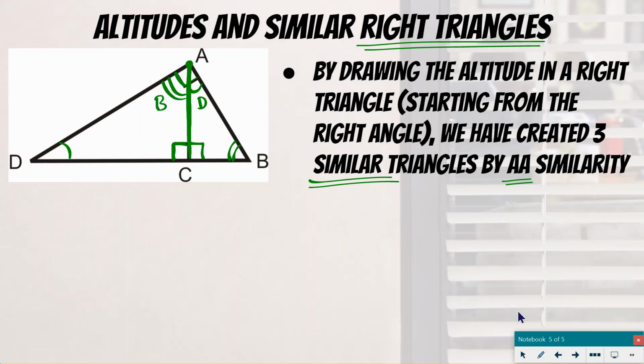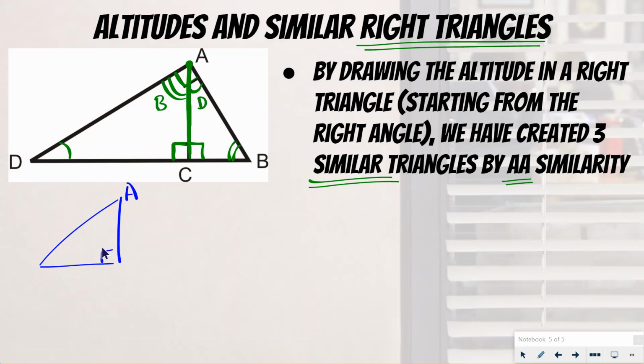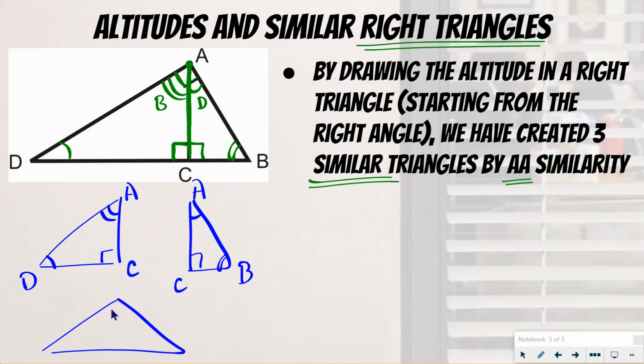Just in case that's not totally clear from that picture, with all these overlapping triangles, it's kind of tough to see. I'm just going to redraw these triangles separately. So ACD, ACB, and my original big triangle, ABD.